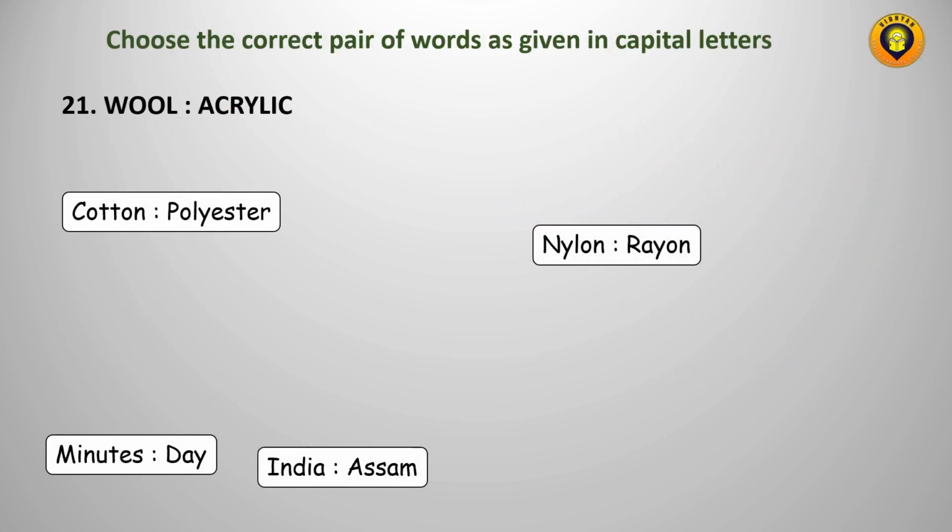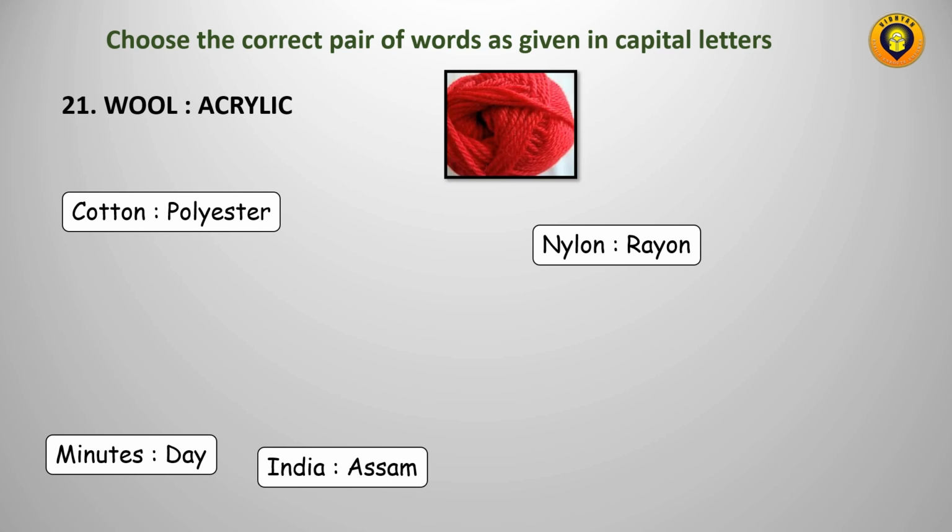Choose the correct pair of words as given in capital letters: wool and acrylic. Four options have been given: cotton, polyester; nylon, rayon; minute, day; and India, Assam. Now, what is wool and what is its relation with acrylic? Let's find out how wool looks and how acrylic looks.